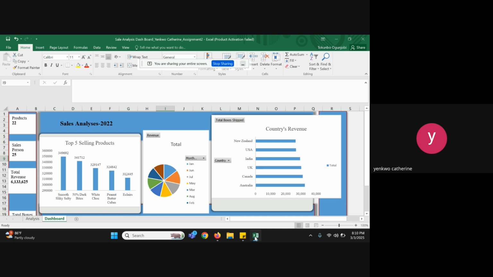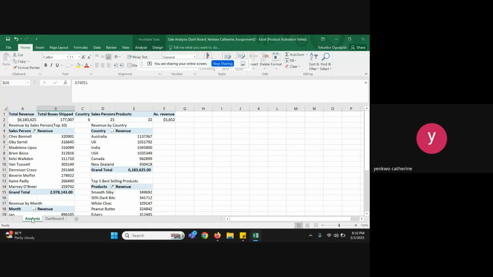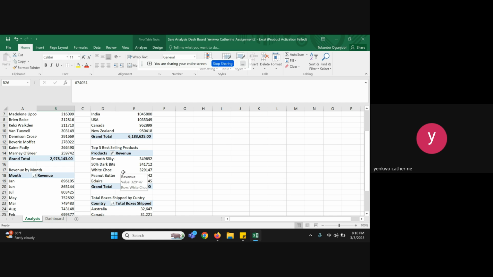Okay, so my presentation tonight, my name is Catherine, and I'll be presenting on the assignments that were given last week. The assignment on the analysis that we did on a company's products between January and August 2022. So this is the breakdown of all the data that we got from the company: the total revenue, the total boxes shipped, the country, the salesperson, and the high selling products, the top performing months, and staff.